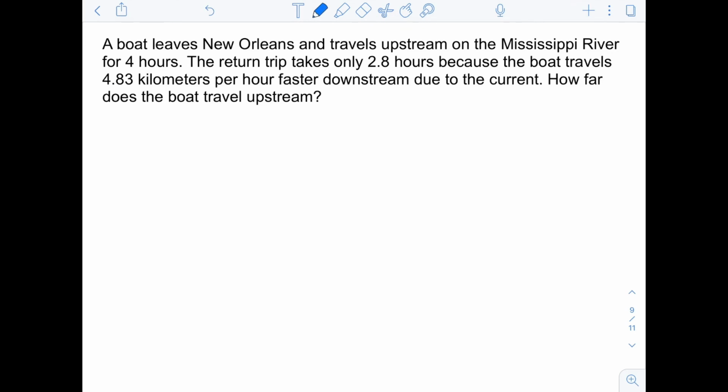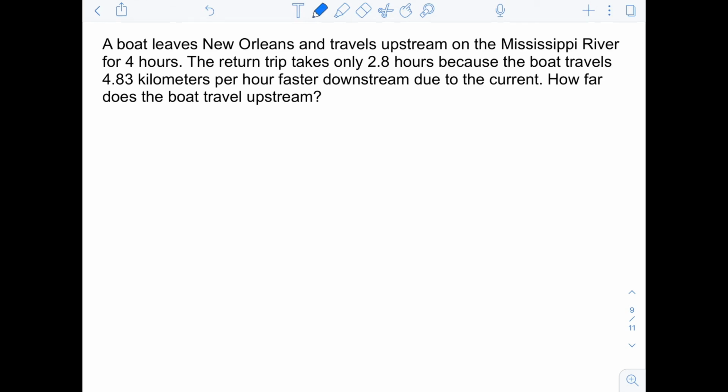So here's our last problem. A boat leaves New Orleans and travels upstream on the Mississippi River for 4 hours. The return trip takes only 2.8 hours because the boat travels 4.83 kilometers per hour faster downstream due to the current. How far does the boat travel upstream?